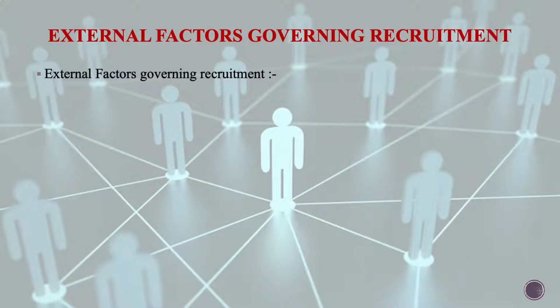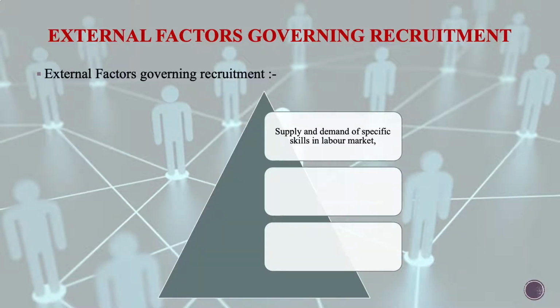External factors which govern recruitment are supply and demand of specific skills in the labor market. Suppose Reliance is starting up a jewelry shop in Karnataka, and there are already existing players like Malabar Gold, Tanishq, and Joyalukkas. So what do they have to look at?